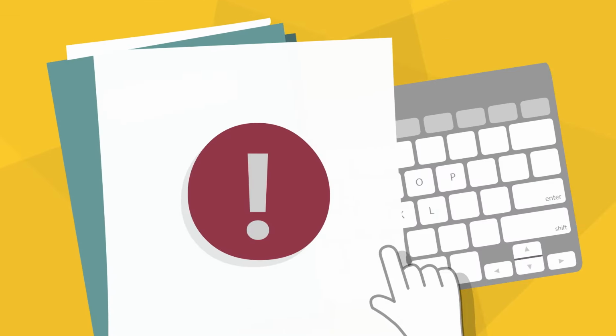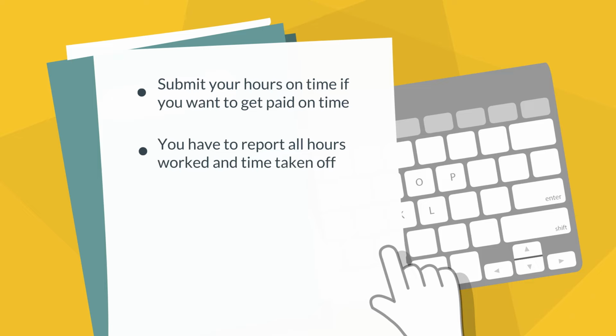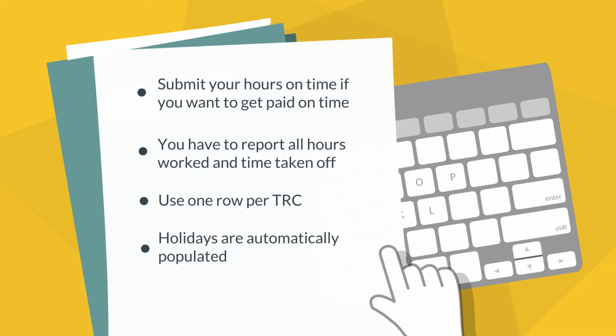There are some important points about timesheets that you should keep in mind. You have to submit your hours on time if you want to get paid on time. While you still have schedules, you now have to report all hours worked or time taken off. On your timesheet, you should use 1 row per TRC. But don't worry, you can add as many rows as you need using the plus icon. Holidays are automatically populated in your timesheet in the Payable Time tab. If you work on a holiday, you will enter time with the correct holiday worked TRC.